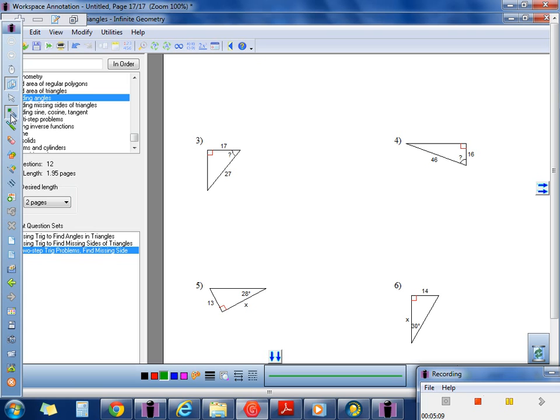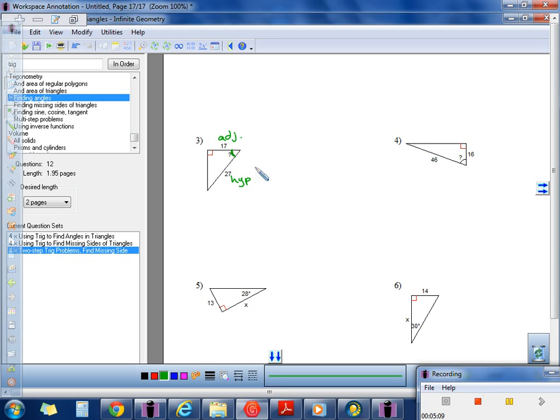What's the process? We mark our angle. We label our sides. How do I label the 17? Adjacent. How do I label the 27? Hypotenuse. I know it's hypotenuse, it's across from the right angle. I know it's adjacent because it's beside the angle.